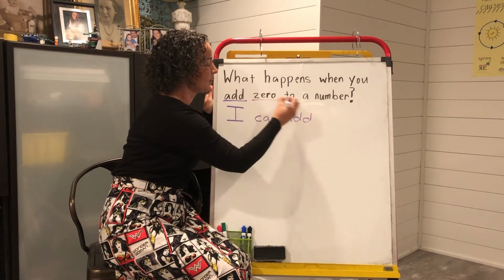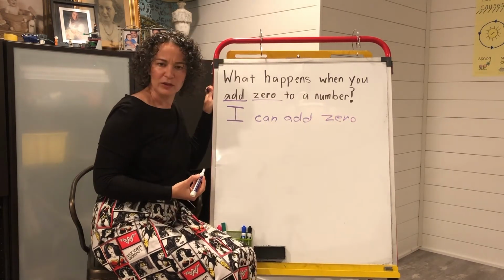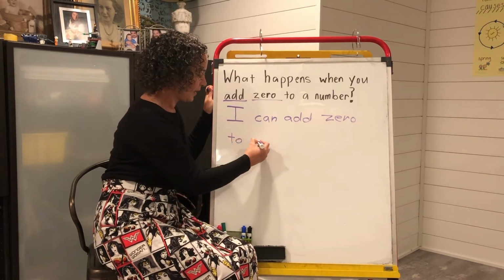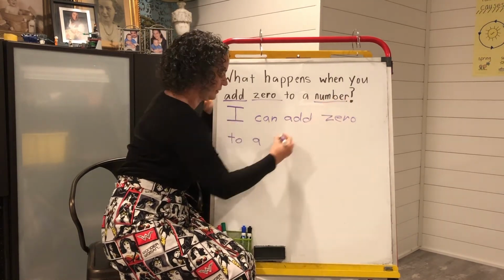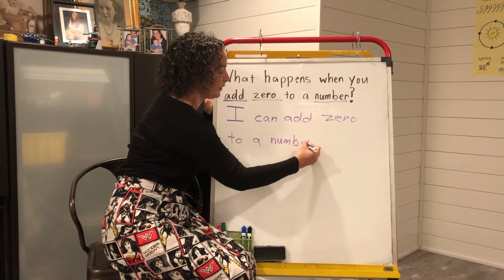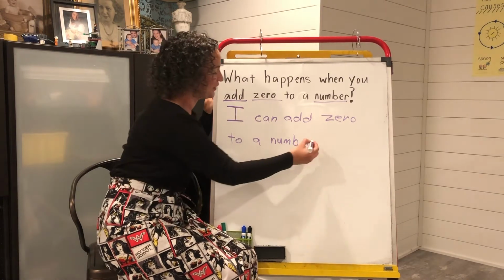A-D-D. Zero, Z-E-R-O. How do I spell that little word to? Yes, T-O. A number, N-U-M-B-E-R. What goes at the end of my statement? Correct, we need a period.